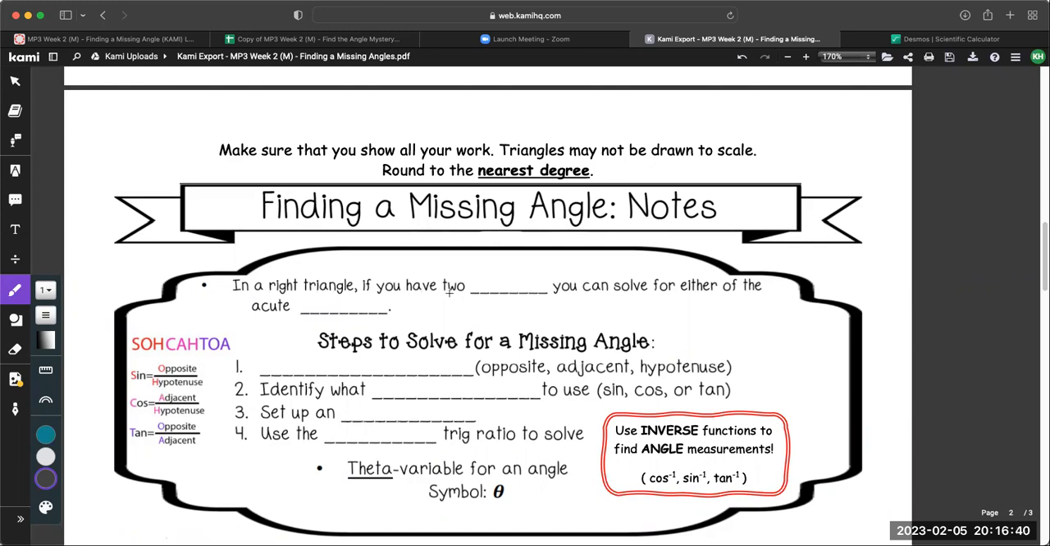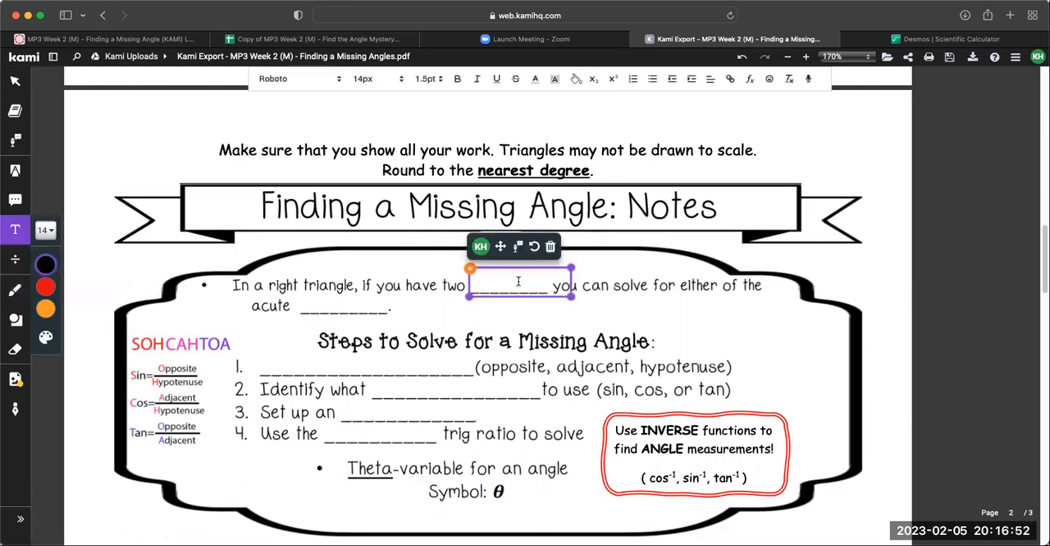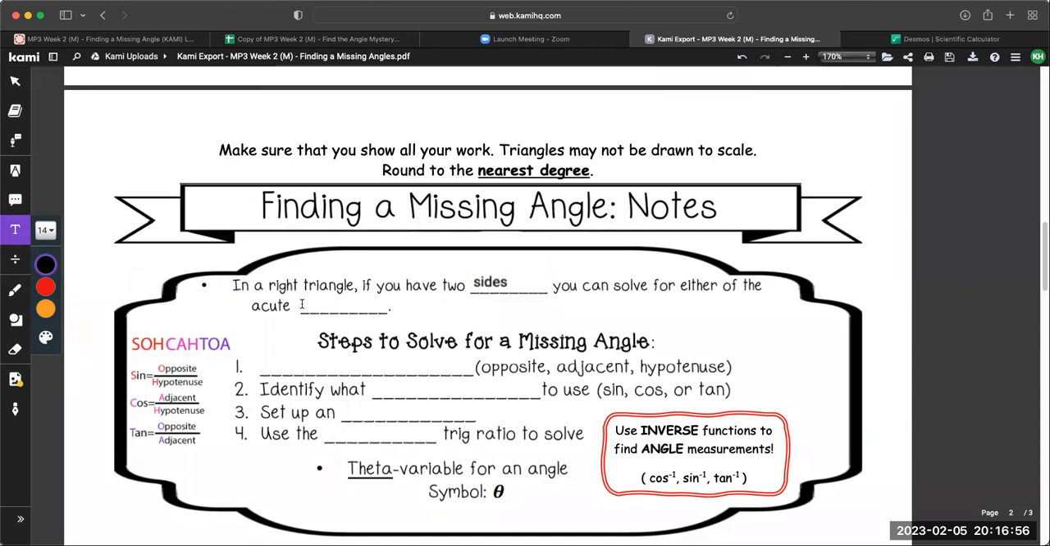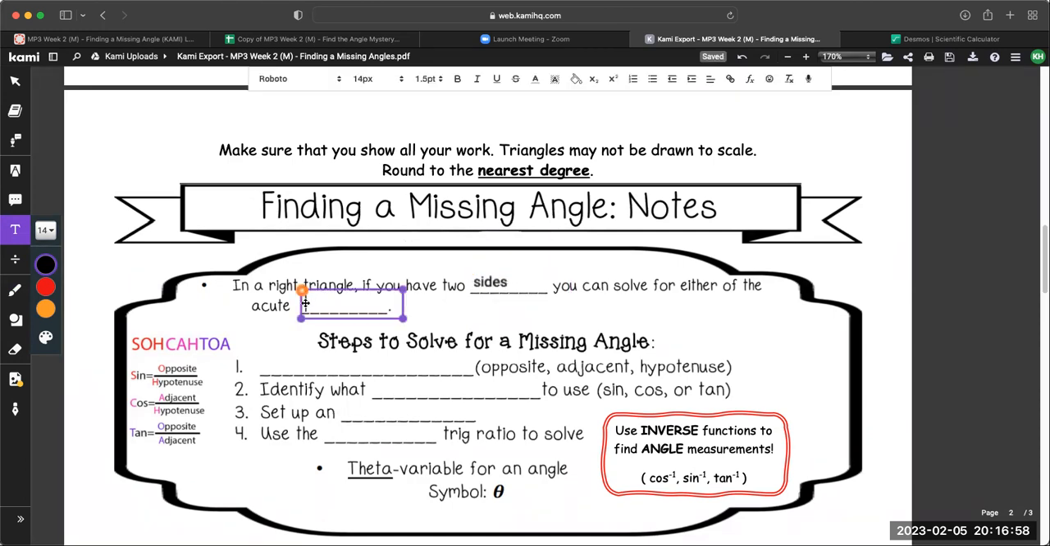In the right triangle, if you have two blanks, you can solve for either of the acute angles, right? Well, here, what do we have now? We're going to have two sides. If we have two sides, you can solve for either of the acute angles, right? Trig for us right now is the relationship and the conversation between sides and angles. We have angles, we have sides. Okay, I know I talk too much even in a recording.